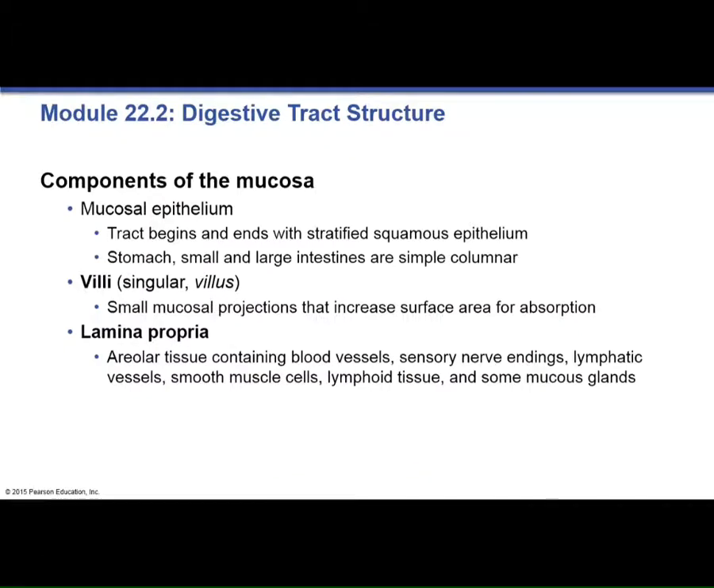If you look at the mucosa, this should also be familiar to you. This is the lining through which the food is actually traveling, the chyme is traveling, and this is going to begin and end with stratified squamous epithelium. That is the entire mucosal layer of the digestive system. When you think stratified squamous, you're thinking, of course, oral cavity, and then again at the anus. But in the middle, through the stomach, through the small and large intestines, here you have simple columnar. And on the surface of that simple columnar epithelium, there are villi, or singular villus.